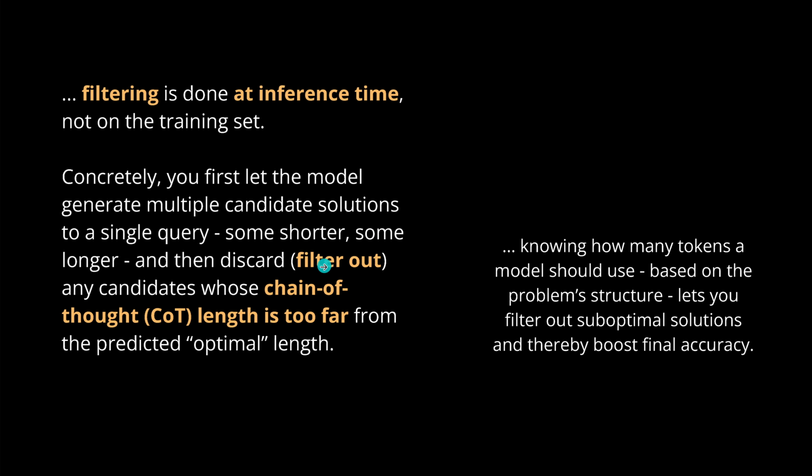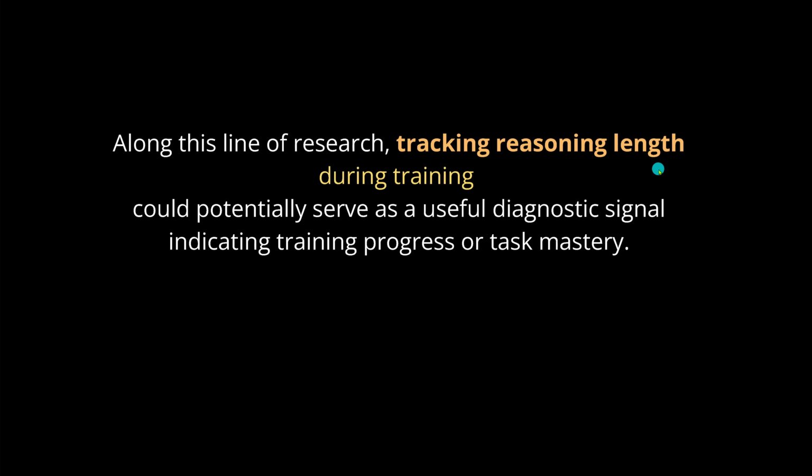So this filters out chains of thought whose length is too far from the predicted optimal length. And of course, this is different for every system, for every LLM size, for every LLM generated by different corporations. So this is an absolutely specific optimal length of your LLM. And they come to the conclusion that along this line of research, tracking the reasoning length during the training phase could potentially serve as a useful diagnostic signal indicating that the training process has come to the optimum, or that task mastery is performing at the optimum.